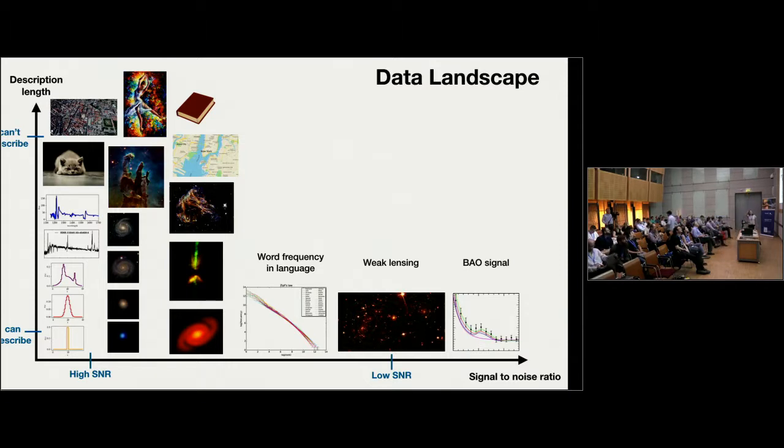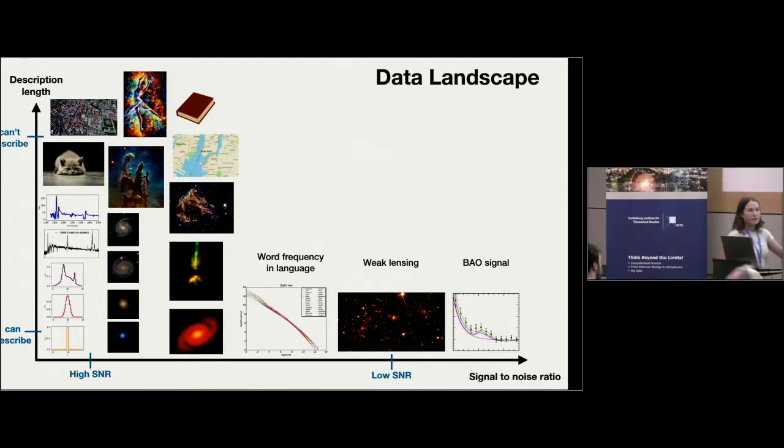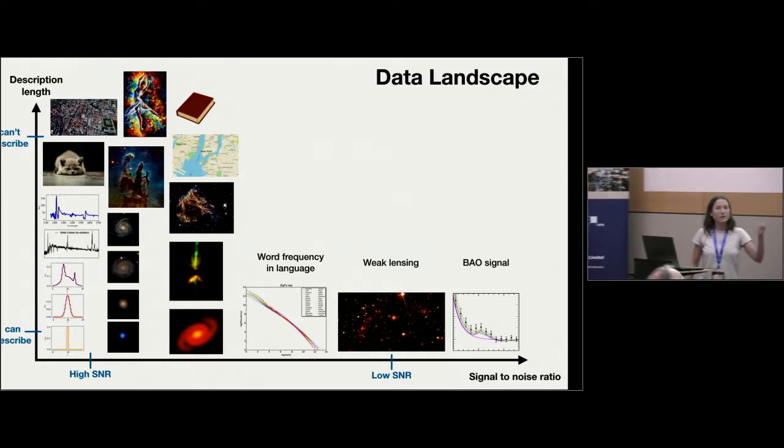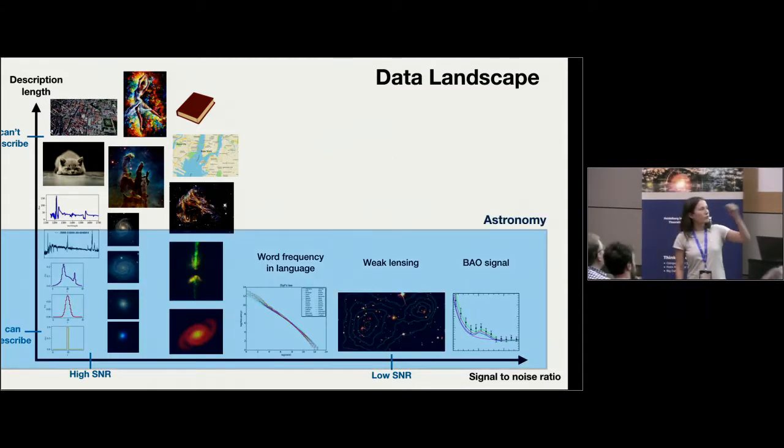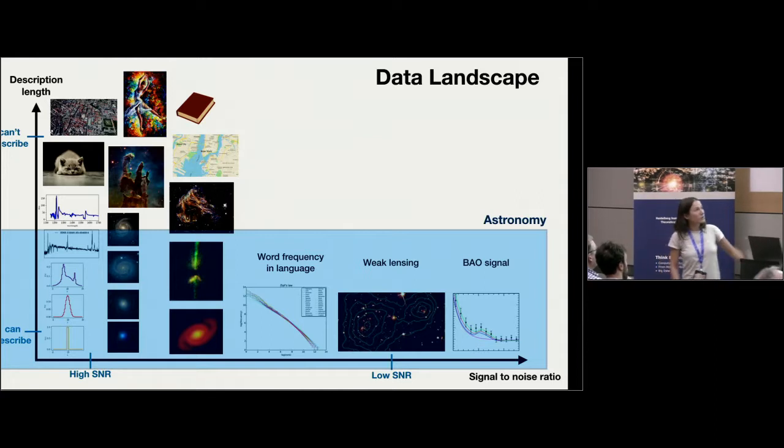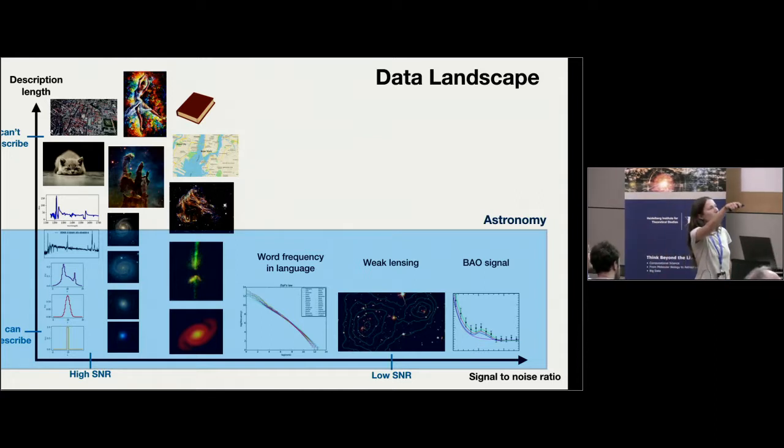You can see here, the x-axis represents the signal-to-noise ratio of the signal you're looking for, and the y-axis represents the description length, such that as I go right in this diagram, I'm moving to signals which have lower and lower signal-to-noise ratio, and as I move upwards, I'm looking at more and more complex objects. And the thing I'm trying to suggest is that usually in astronomy we're down there.